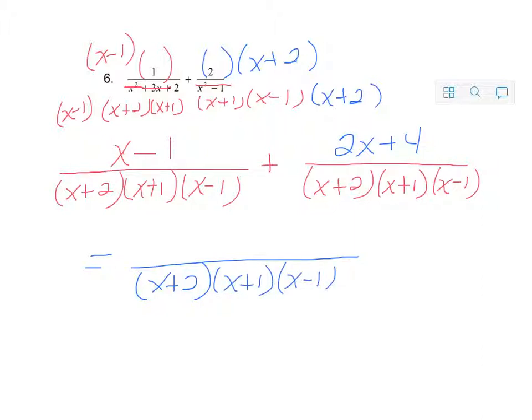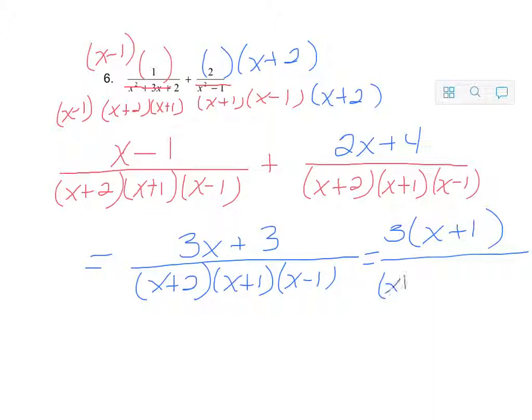x plus 2x is 3x. A negative 1 plus 4 is a positive 3. All right, now I'm going to see if I can factor. The top I can GCF out a 3 and get x plus 1. The bottom is already factored. Bring them over.